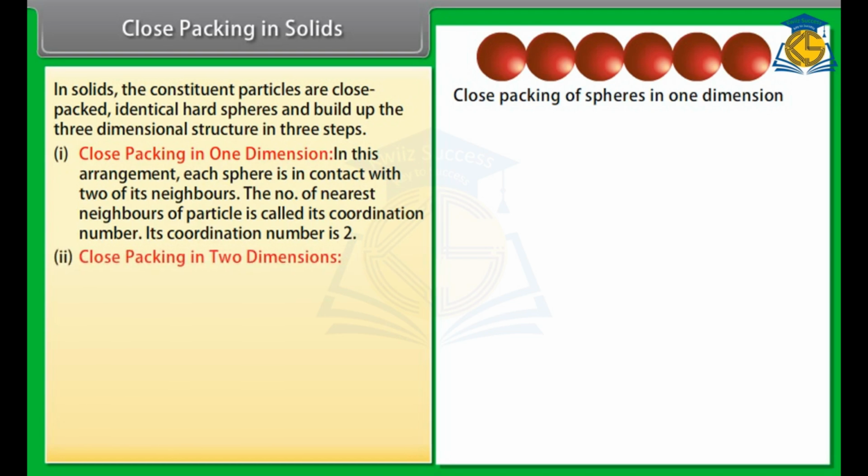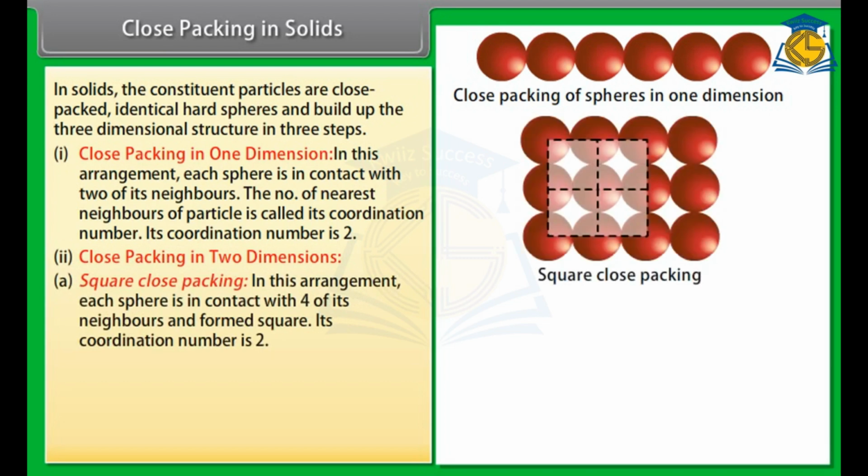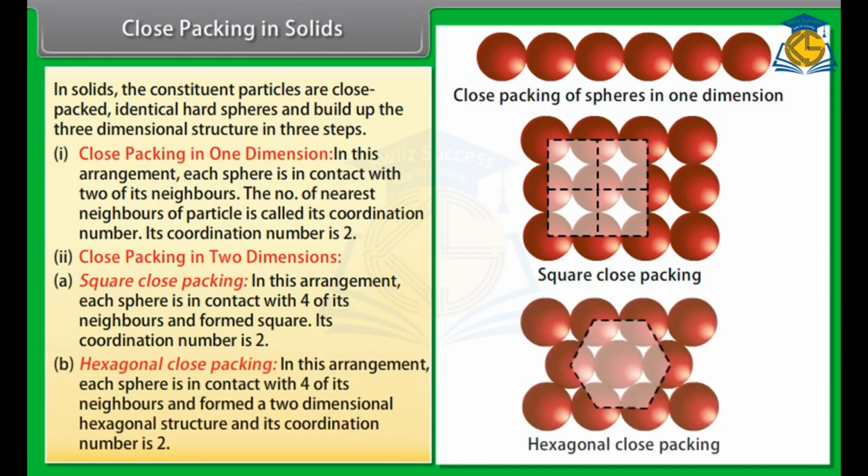2. Close packing in 2 dimensions. A. Square close packing. In this arrangement, each sphere is in contact with 4 of its neighbors and forms a square. Its coordination number is 4. B. Hexagonal close packing. In this arrangement, each sphere is in contact with 6 of its neighbors and forms a two-dimensional hexagonal structure, and its coordination number is 6.